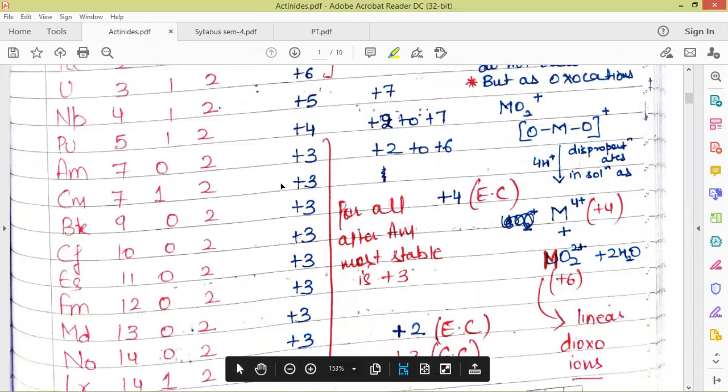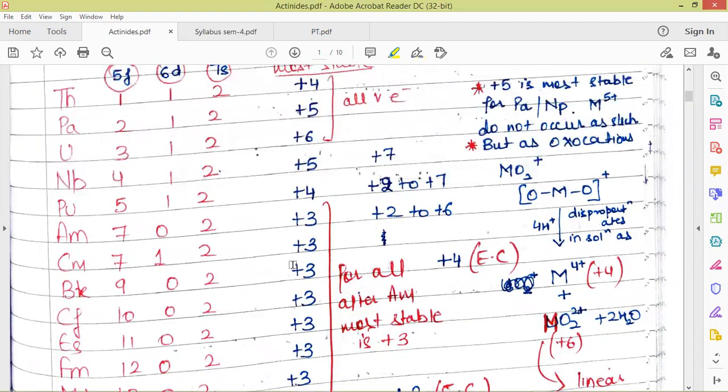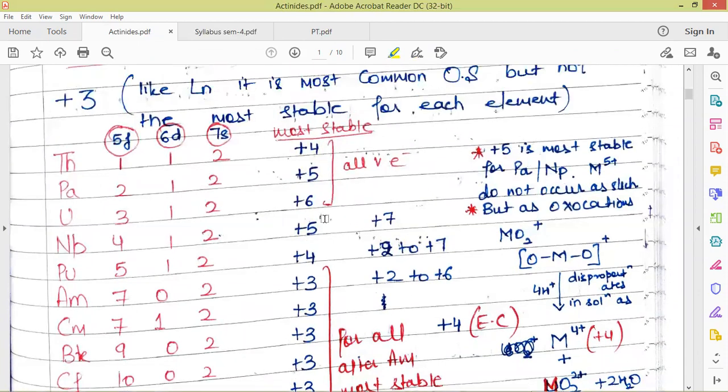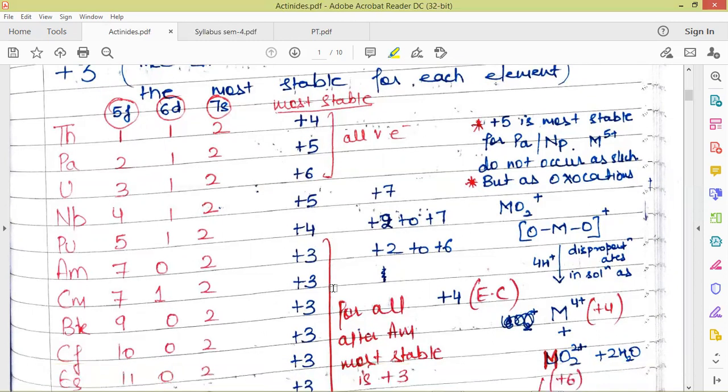So the only thing you have to memorize here is that from americium to lawrencium, +3 is most stable. For the first three elements it is all valence electrons, and for neptunium and plutonium it is decreasing by 1, that is +6, +5, +4, and then +3 for all. So in this way, you can memorize the most stable oxidation state of the actinides.